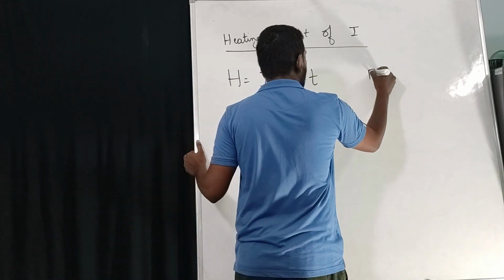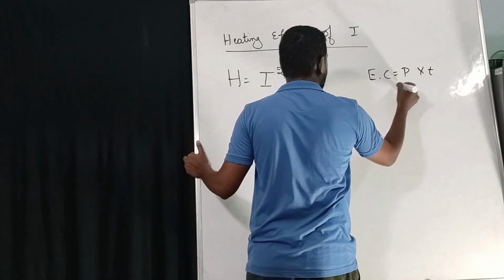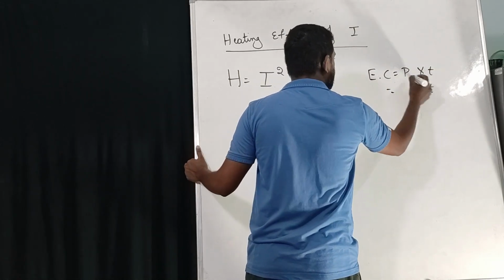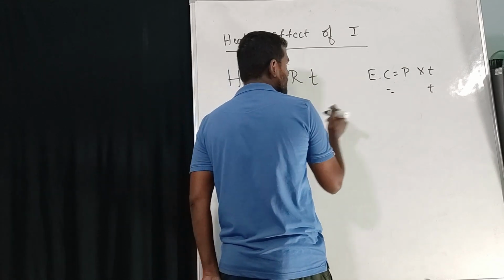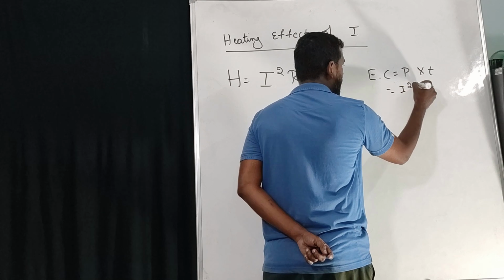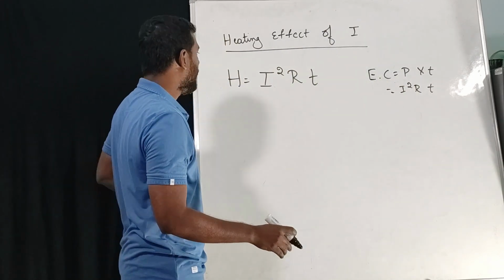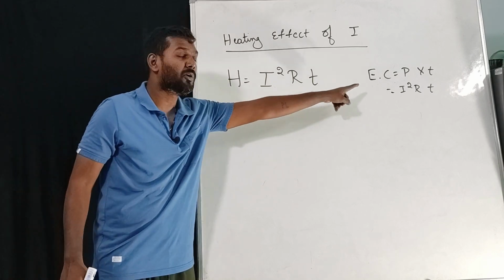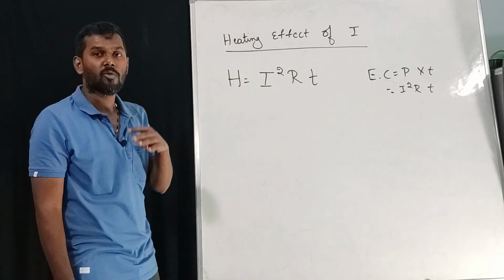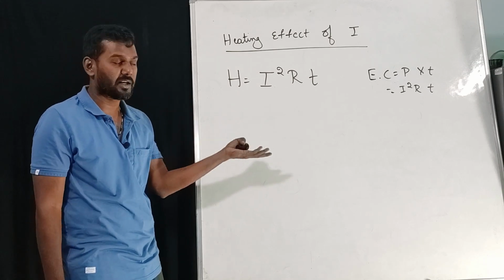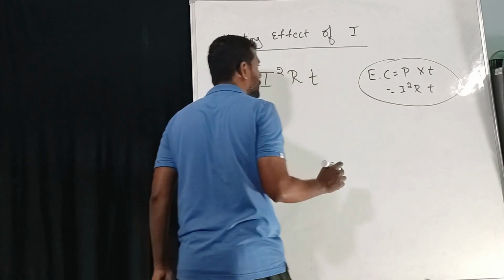See, electrical energy consumption is equal to P into T, correct? P into T. Here we have T, write it as it is. How can you write power in terms of current and resistance? We have learnt it, right? P is equal to I square R. It is the same formula, but there we are talking about how much energy is consumed, and here we are talking about how much heat energy is generated. For both things we are going to use the same formula, so don't worry about it.